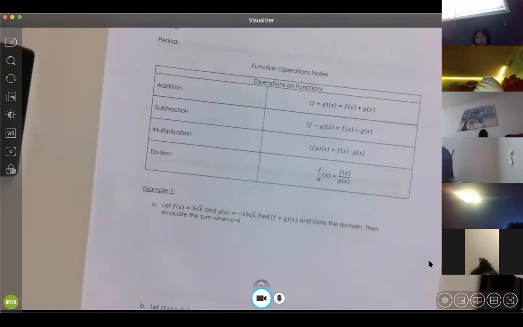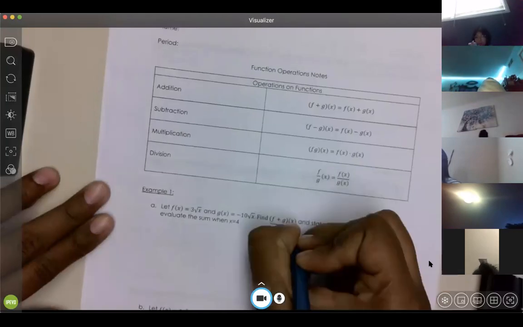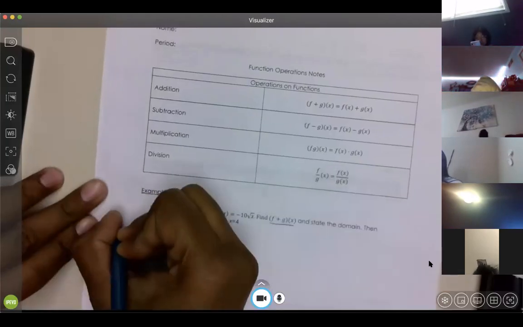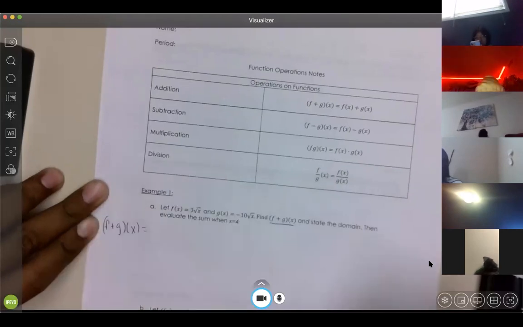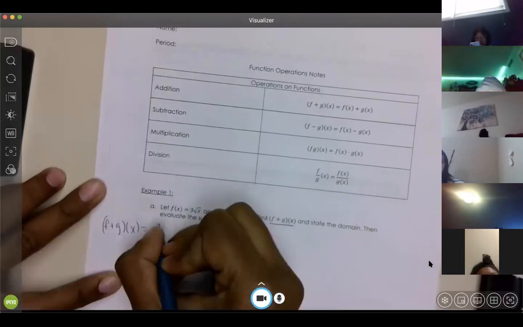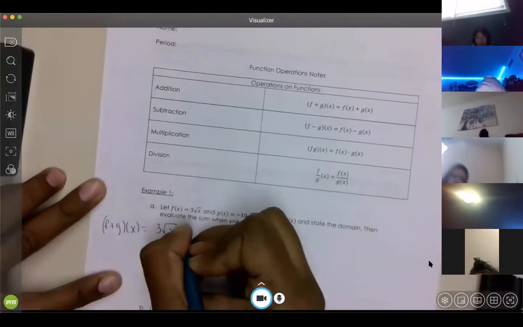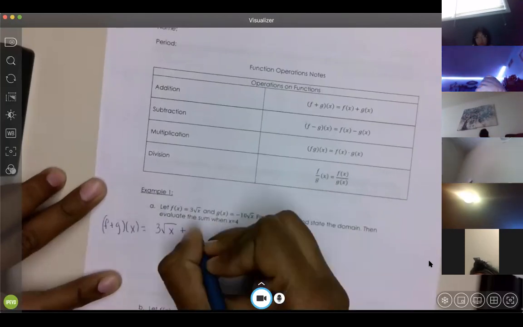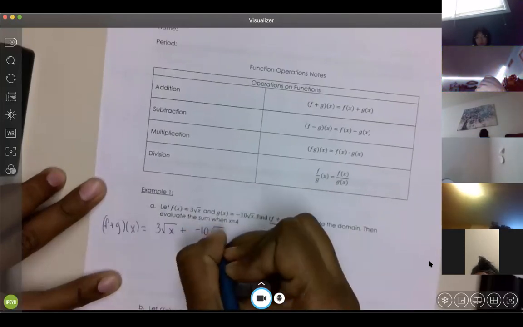I meant to tell you all, we're going to be using our graphing calculator today. If you have your graphing calculator, take that out because we will be using it in just a moment. All right. This tells me I need to add my two functions together. So f plus g of x is equal to f of x, which is 3 square root of x, plus g of x, which is negative 10 square root of x.